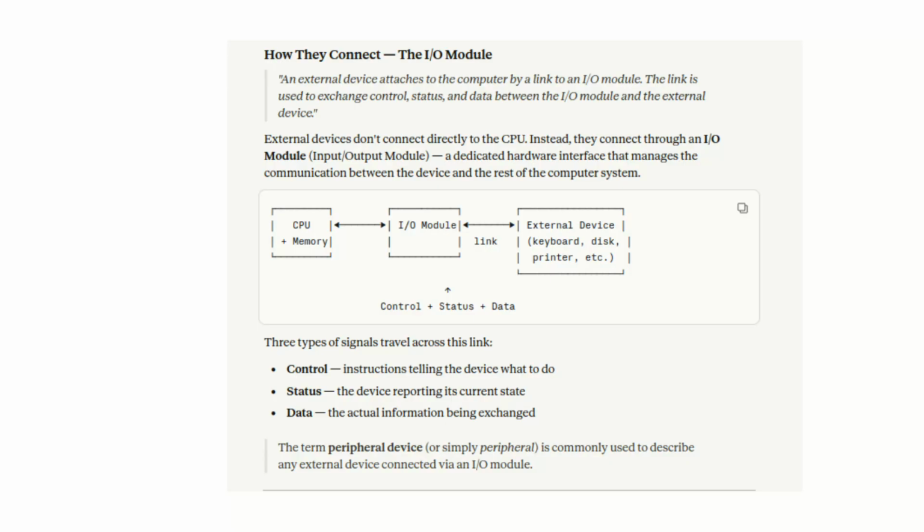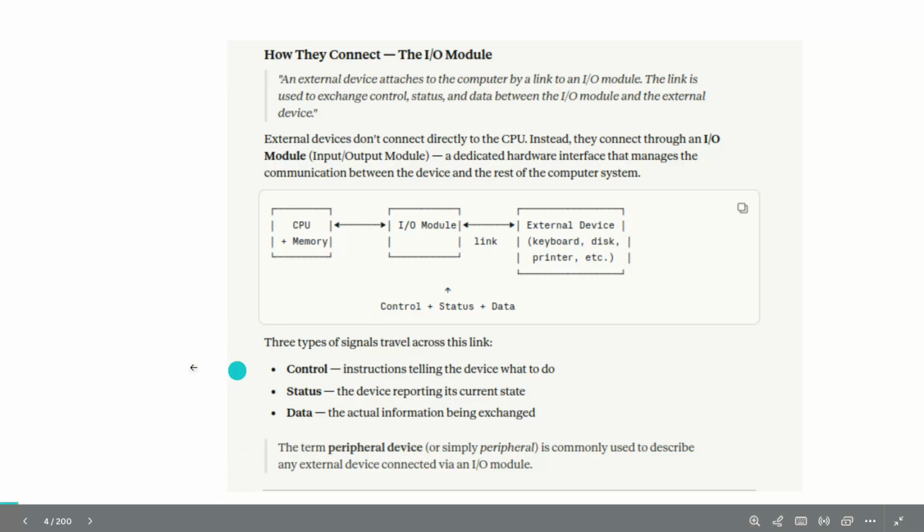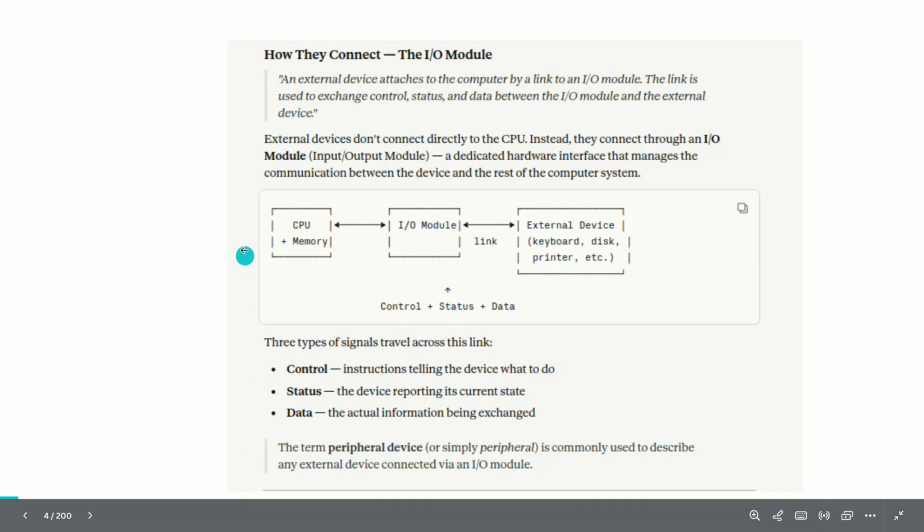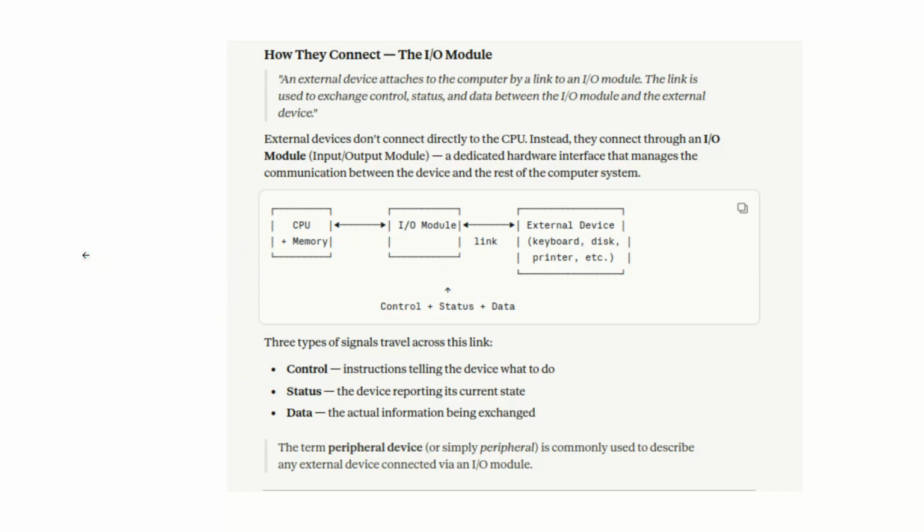So here you can see that there are three signals: the control, status and data. Control means what? The control signals tell the device what it has to do. Now there is the status signal. The status signal is reported by the device. The device says its current status through this status signal. And the data signal is the actual data which is being transferred between the I/O module and the external device. Okay, so I hope this slide is clear.